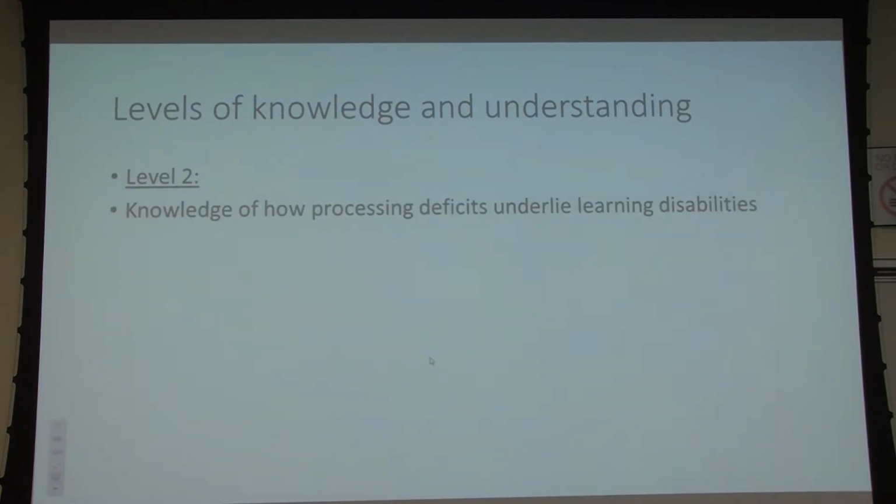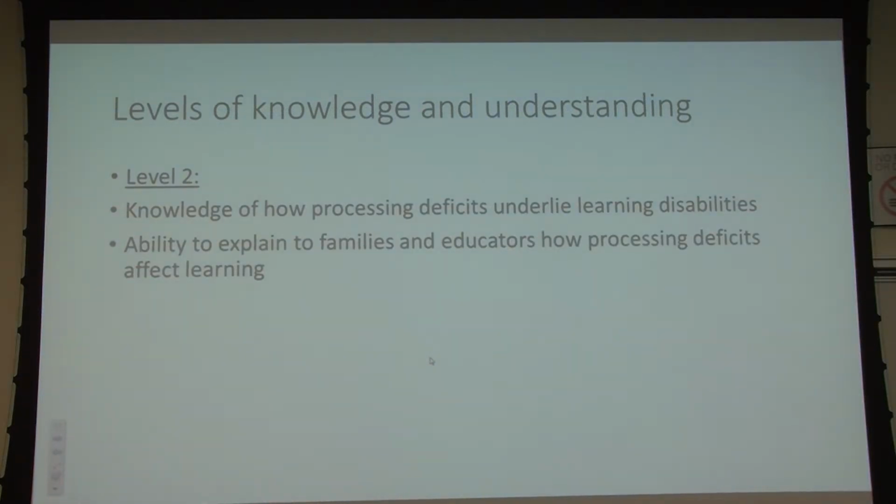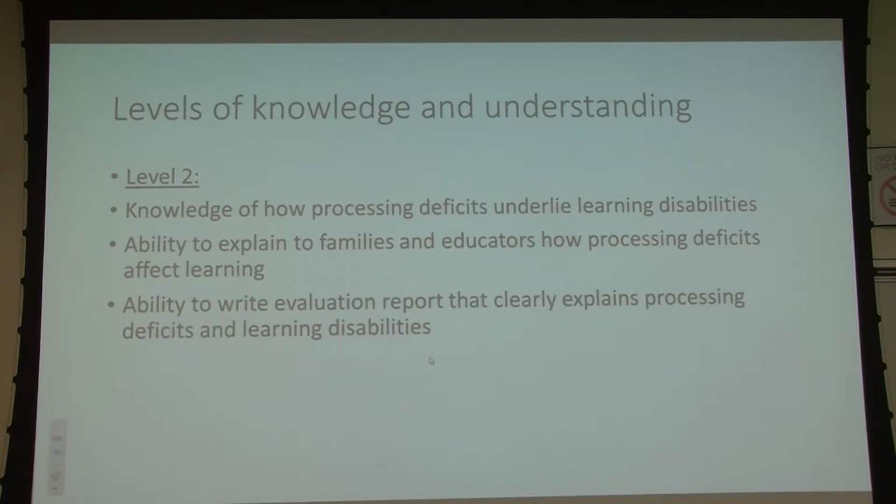Okay, so level 2. We understand how processing deficits are really what underlies learning disability. It's not about how smart you are. You have these processing deficits that are interfering. Okay, you've got to be able to explain to educators how that affects learning, like I just did. Okay, to the families and the educators. Okay, you have to be able to write an evaluation report that explains it.